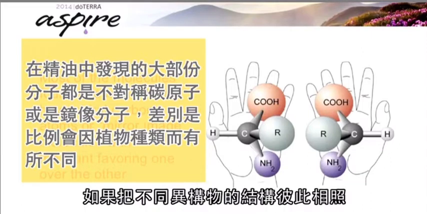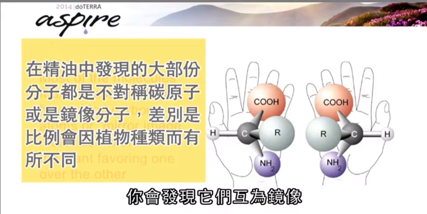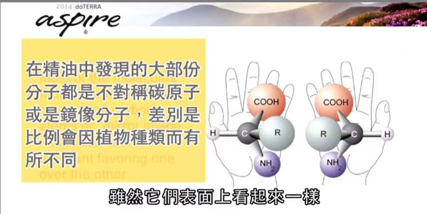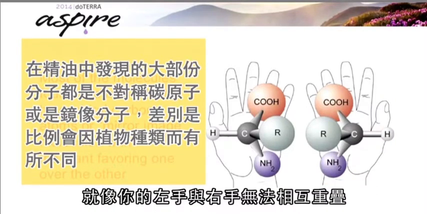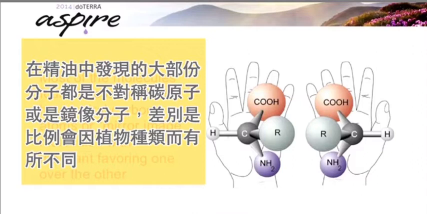But if you hold the structures of the different enantiomers up to one another, you'd see that they are mirror images. And even though they look the same on the surface, when you try to superimpose one on the other, just as you can't superimpose your right hand on your left hand, they're actually different molecules.